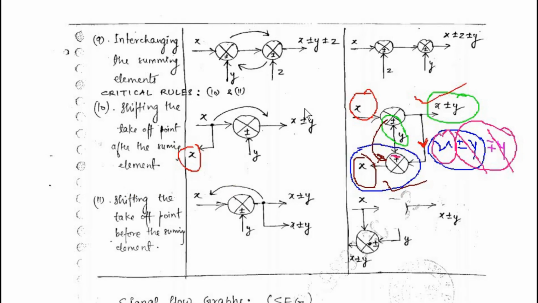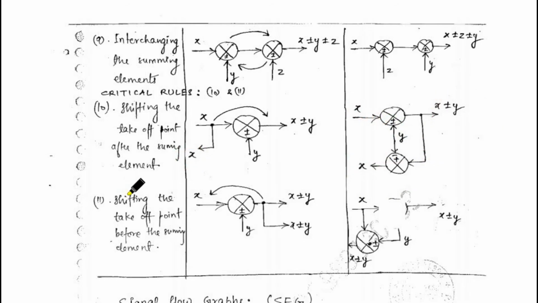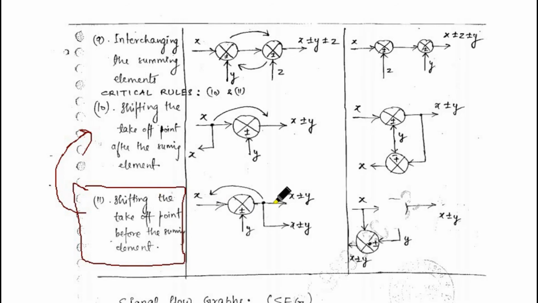Similarly, if you are able to understand this rule number 11, then it is much more or approximately the same as the 10th rule. You are now shifting a takeoff point. What you are doing now, it is x plus y. If you are placing this x over here, then in this summing point you have to add the same sign, because it should be plus or minus. Like this is one summing point and this is a plus minus, you are taking the same point.